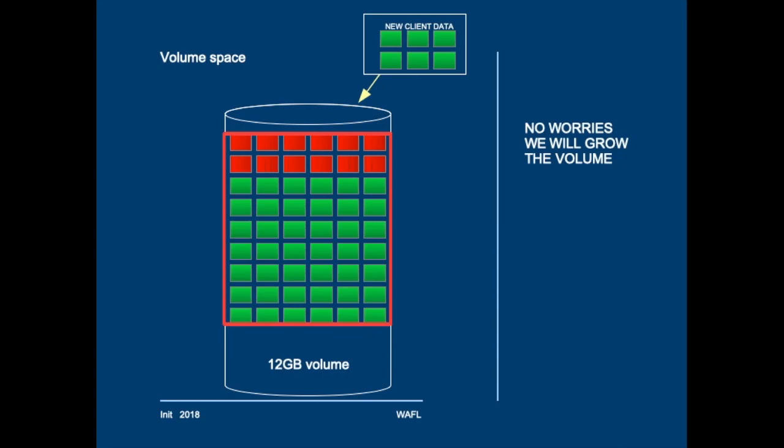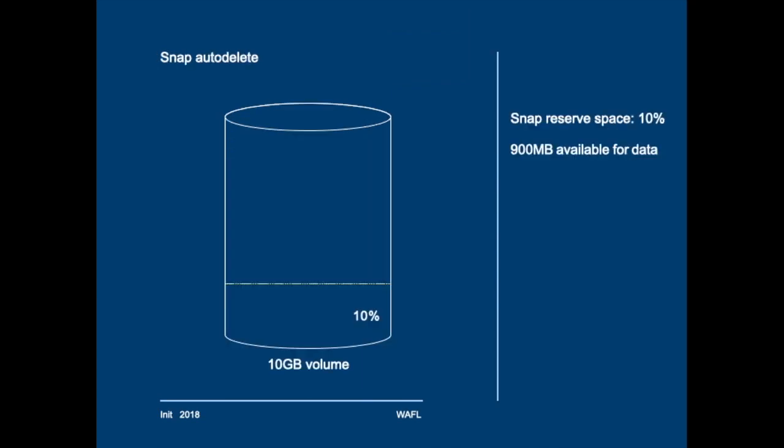This can be done automatically. You can automatically grow volume when space is getting thin. And once clients start deleting files, the volume can also automatically be shrunk again. We'll have a look at that in a demo in a second. I'm going to talk about snapshot auto-deletion first.